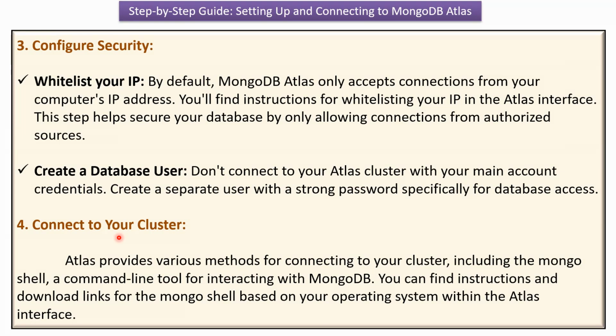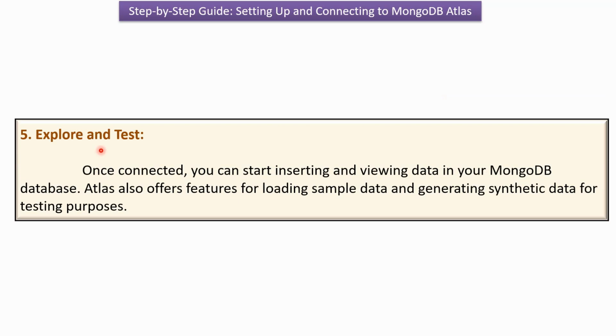Fourth step is connect to your cluster. Atlas provides various methods for connecting to your cluster, including Mongo Shell, a command line tool for interacting with Mongo database. You can find instructions and download links for Mongo Shell based on your operating system within the Atlas interface. Fifth step is explore and test. Once you are connected to the MongoDB cluster, you can start inserting and viewing data in your MongoDB database. Atlas also offers features for loading sample data and generating synthetic data for testing purposes.